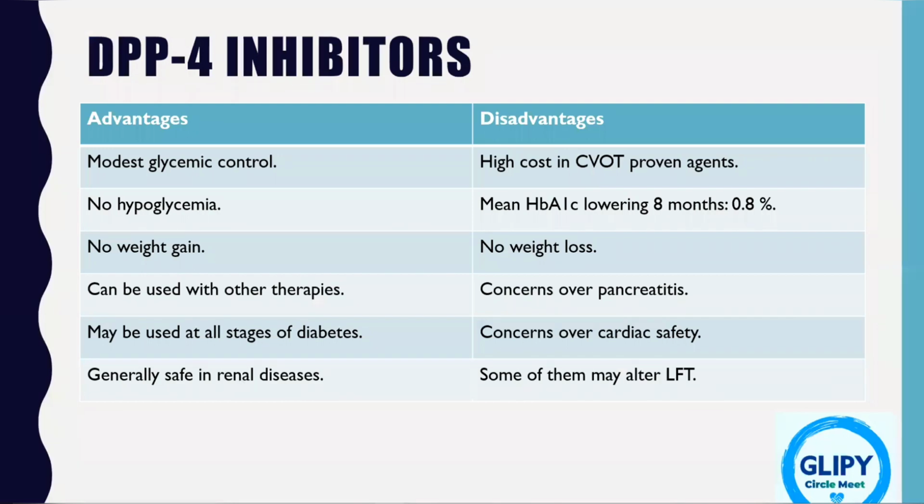The major advantages of DPP-4 inhibitors seem to be that they provide a modest glycemic control, not very strong anti-diabetic agents, I would say, but they do provide a modest glycemic control. You do not see hypoglycemia, which is a big advantage, especially for patients with renal disease and renal insufficiency, because hypoglycemia is pretty common in them. So hypoglycemia is not seen in this group of drugs. So that is a safety feature we have in these drugs.